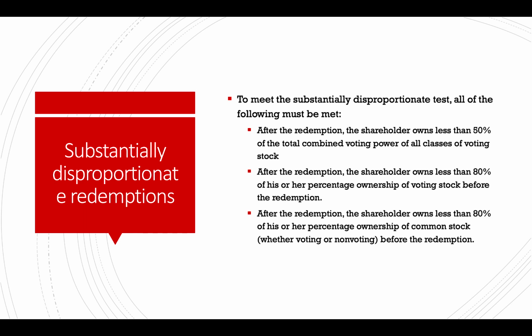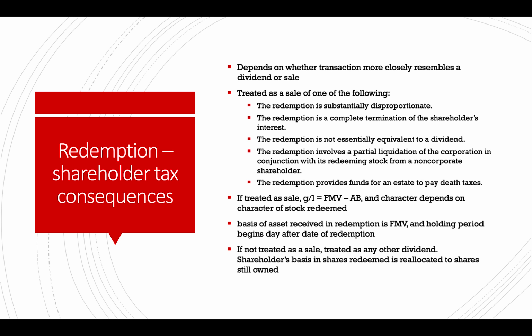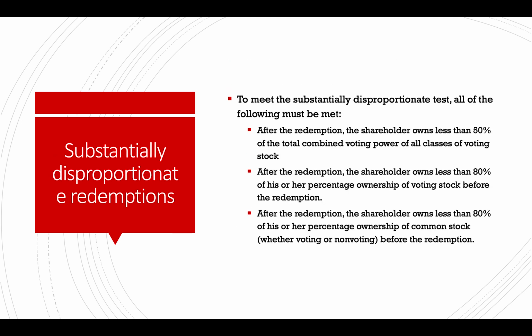So to meet the substantially disproportionate test, now we're going through the tests. Remember on this slide, I said a redemption is treated as a sale if one of these tests apply. So now we're going to go through each test. The first test is substantially disproportionate redemptions. To meet this test, all of the following three things must be met.